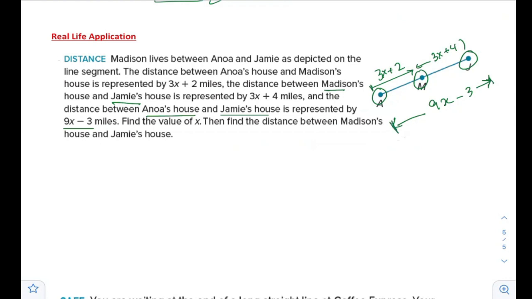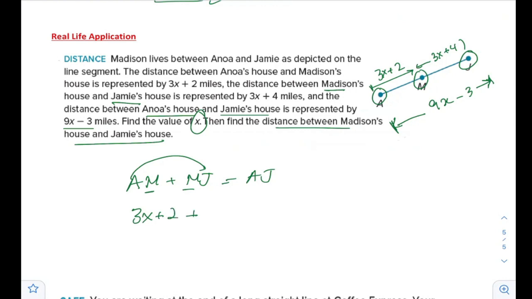From A to J. It's better to put all the dimensions on the sketch. It is easier for you to identify what segments should be added. The question: find the value of x, then the distance between M and J house. So as we have done, AM plus MJ equals AJ. Look here, M is common. AM plus MJ is equal to AJ. So AM is 3x plus 2, MJ is 3x plus 4, AJ is 9x minus 3.